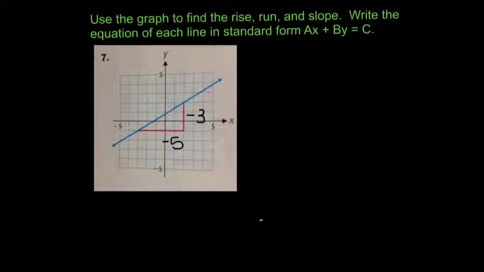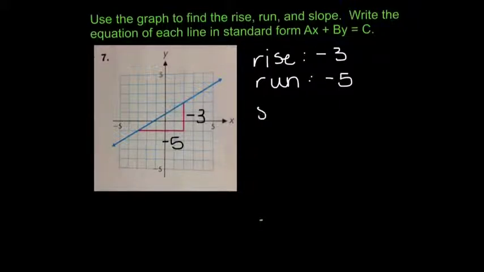So if I want to write it in terms of rise, my rise is -3, my run is -5. Since the slope is a ratio of rise to run, my slope would be my rise, which is -3, over my run, which is -5, which a negative over a negative simplifies to a positive. So my slope is +3/5.